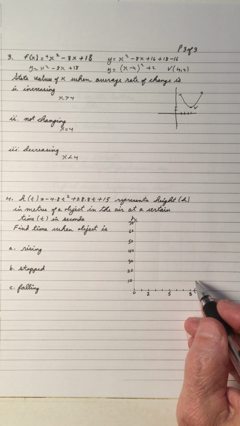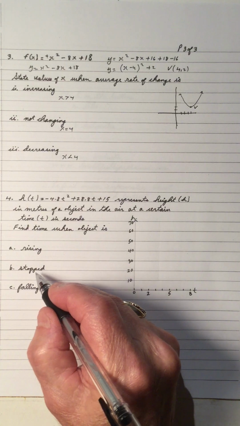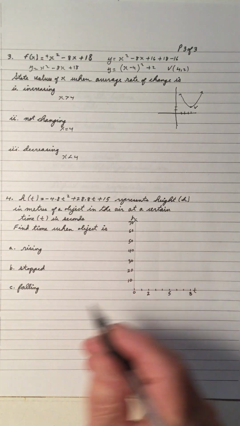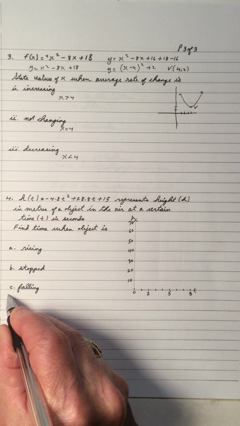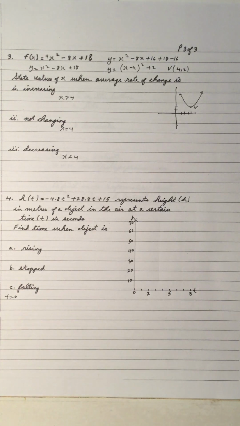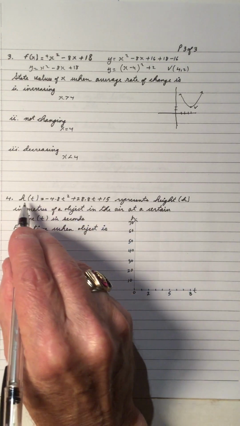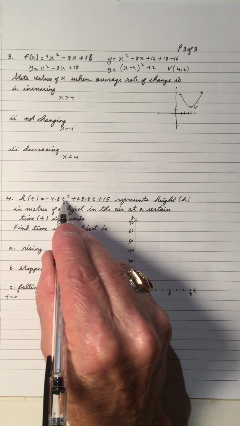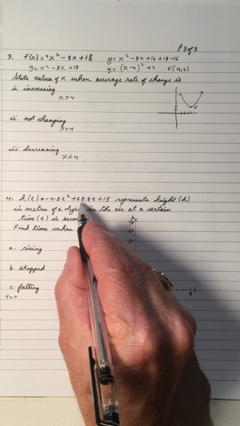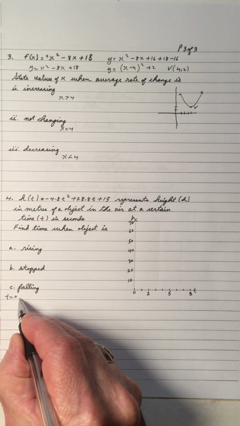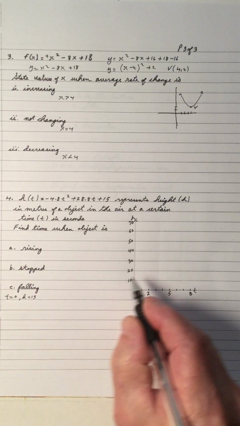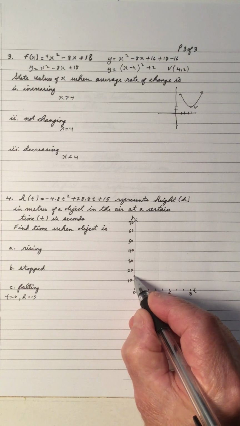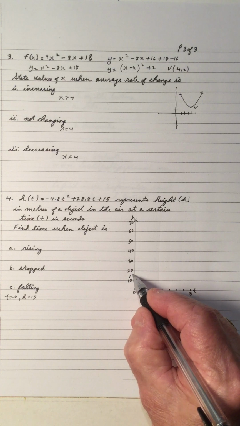So find the time when the object is rising, stopped, or falling. Same as this, only I have this equation. One way to do it is to let t equal 0. If I put 0 in for t, the h of 0, the terms with t cancel. So when t is 0, time is 0, the height is 15. So this object is starting at 15.